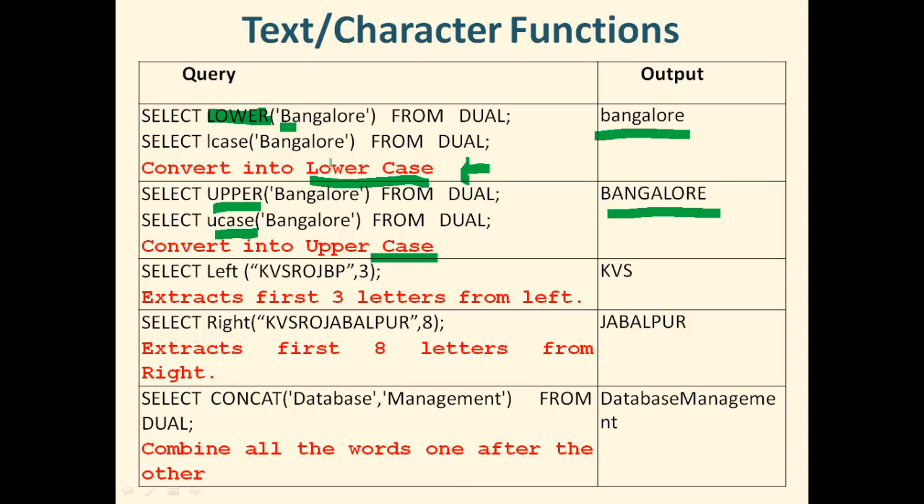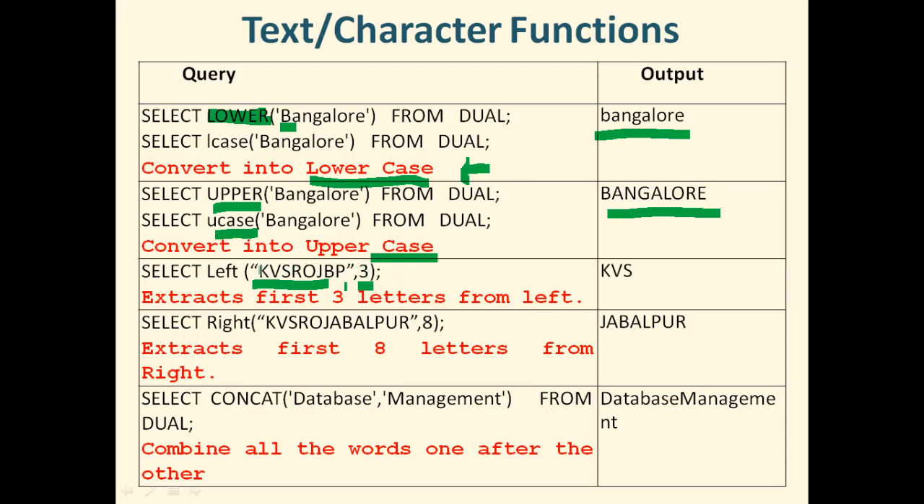Okay, so the next function in this category is left. This function extracts the first n number of letters from the left. The general syntax is select left, you have to give a parameter in this portion, comma, and a number here. The number you have provided, that many letters from the left will be extracted. Here, as you can see, you have provided 3. So what will happen?